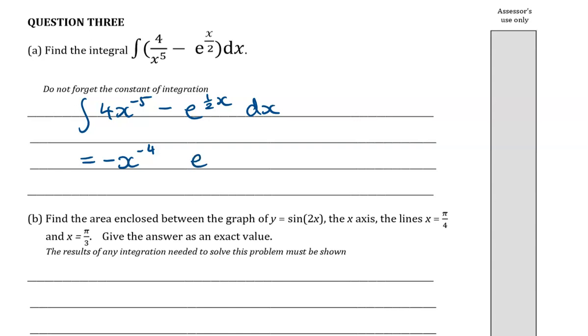e to the half x stays as e to the half x, but we divide through by that half, so that will be a 2 at the front there, and then plus c.